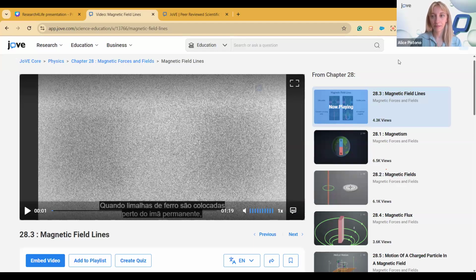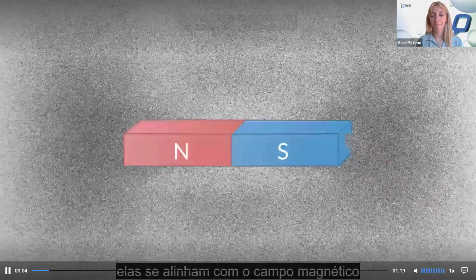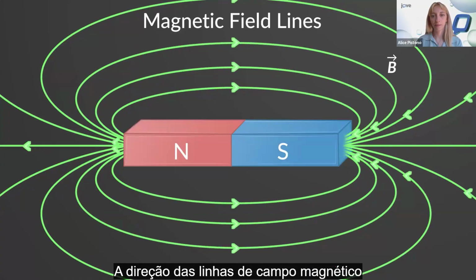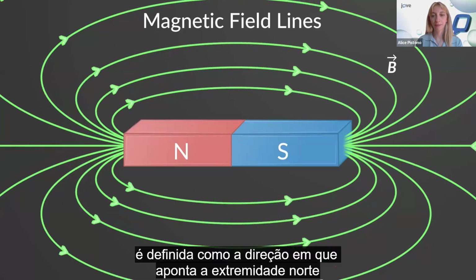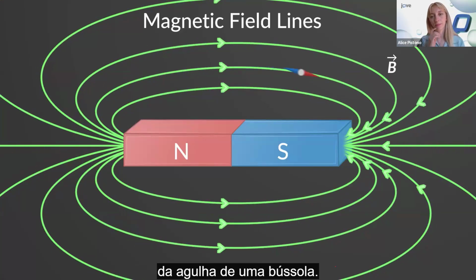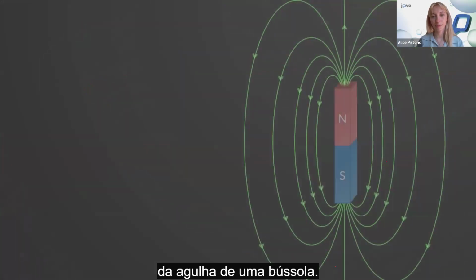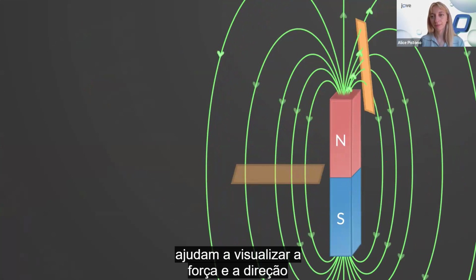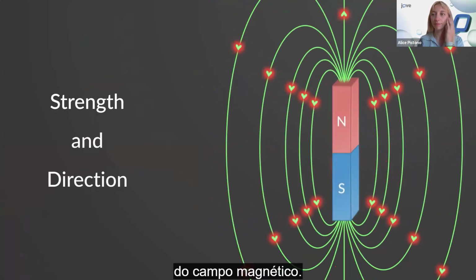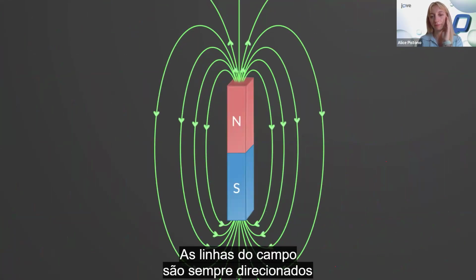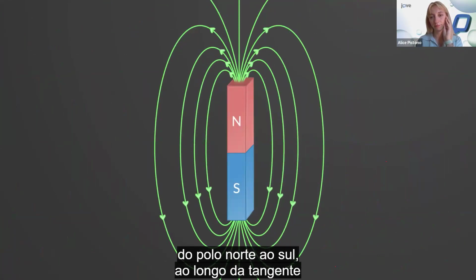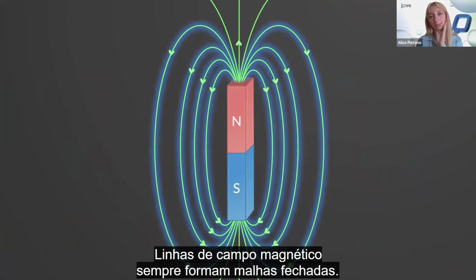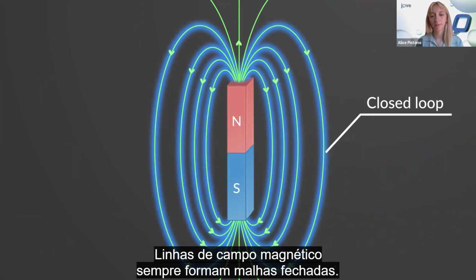Iron filings are placed near the permanent magnet. They line up with the magnetic field to reveal the magnetic field lines. The direction of magnetic field lines is defined as the direction in which the north end of a compass needle points. The pictorial representation of magnetic field lines helps visualize the strength and direction of the magnetic field. The field lines are always directed from the north to south pole along the tangent to the magnetic field at each point. Magnetic field lines always form closed loops.